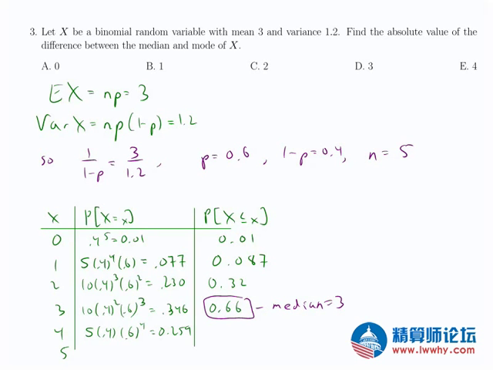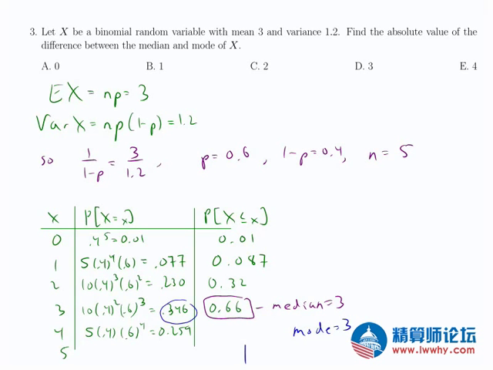Now what about my mode? My mode is the maximum possible value of the probability of x being equal to x, or the value of x that maximizes this. My mode, 0.346, is the biggest thing I see in my second column. So my mode is also equal to 3.